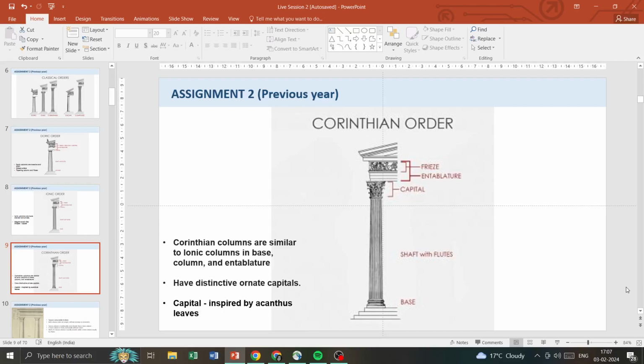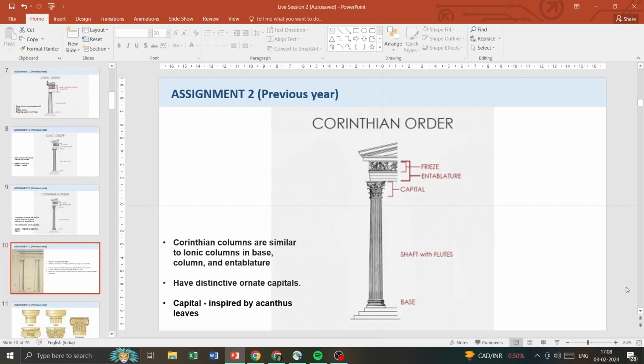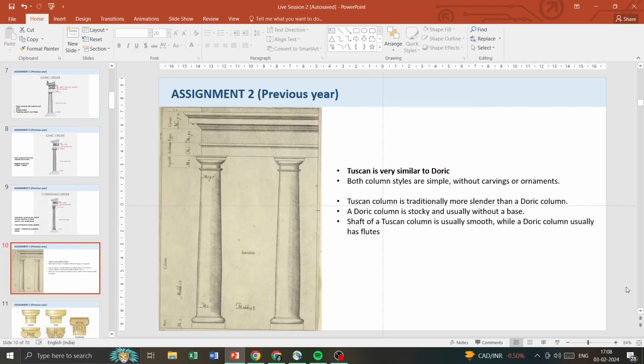Then we have Corinthian order. Corinthian columns are similar to Ionic columns, as in the base and the entablature are the same, but their capital is very different. Their capital is very ornamental and really detailed. There's a lot of ornamentation in this capital, and the ornamentation is inspired by nature, by acanthus leaves to be specific. So this is how these three orders look.